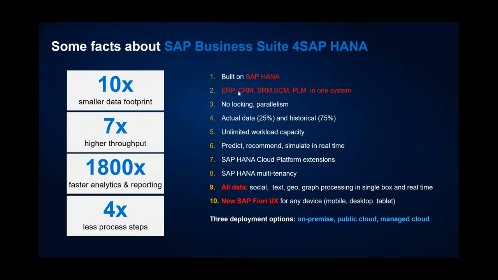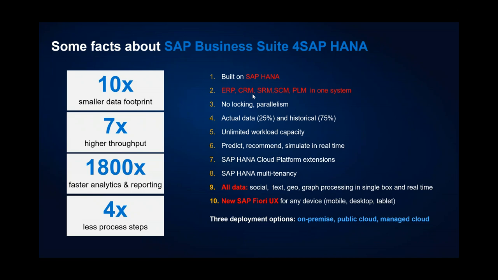Earlier, CRM was in a separate system, SRM was in a separate system, APO was in a separate system. PLM is product lifecycle management, SCM is supply chain management like APO, SRM is supplier relationship management, and CRM is customer relationship management, for the people who don't know these terms. Now, this is very, very important.